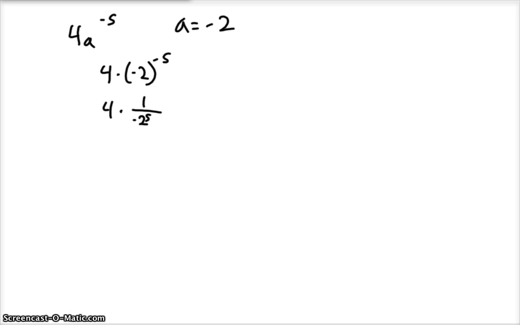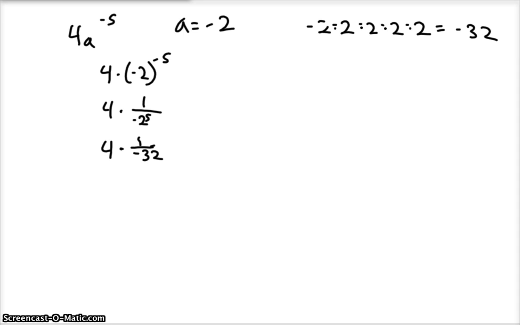I'm now going to solve what is negative 2 to the 5th power. So that's 2 times 2, which is 4, times 2, which is 8, times 2, which is 16, times 2, which is 32. And these are all negatives. So since I have 5 negatives, I'm going to end up with negative 32. So I'm going to rewrite this as 4 times 1 over negative 32.